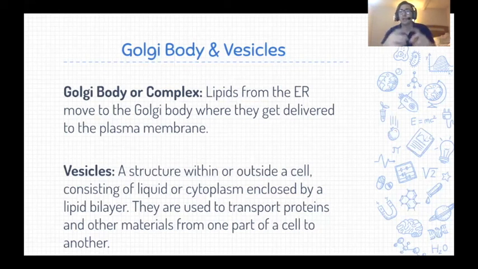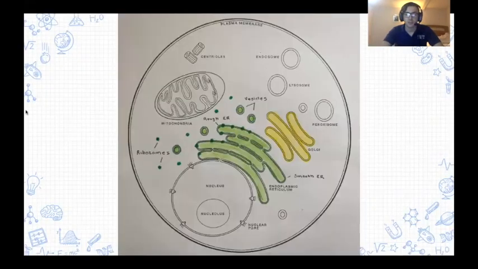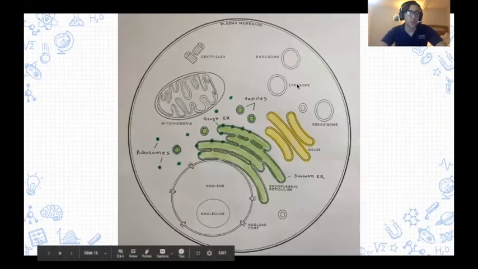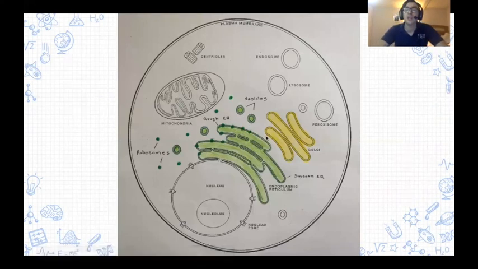Think of these as water balloons, right? They pinch off of our endoplasmic reticulum with all the proteins and contents that we need to get to the plasma membrane, and they're going to fuse with the membrane, and then they're going to transfer whatever materials they need to the different parts of the cell. And then for the purposes of our coloring activity, we went ahead and colored our Golgi body here in yellow.